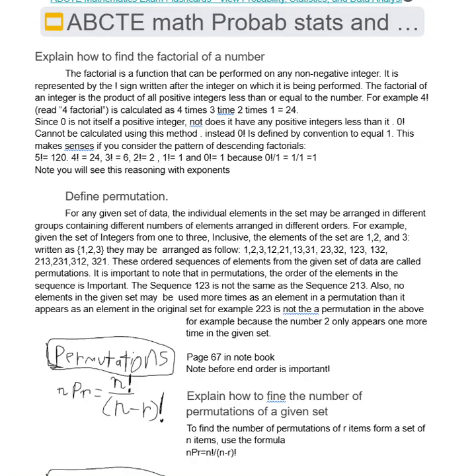nPr equals, in the numerator, n factorial, end of numerator, passing the vinculum to the denominator, start of parentheses n minus r, end of parentheses factorial.